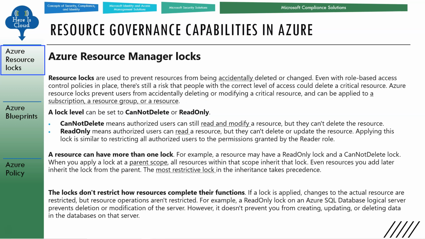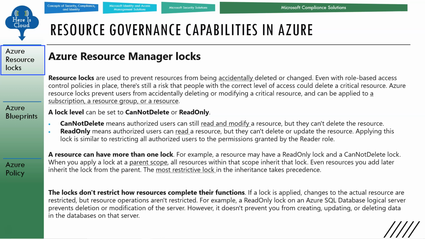The lock level can be set to two types: cannot delete and read only. When it is cannot delete, it can be read or modified, but it cannot be deleted. But when it is read only, then it cannot even be modified. It is just read only. And a resource can have more than one lock. For example, a resource may have a read only lock and a cannot delete lock.